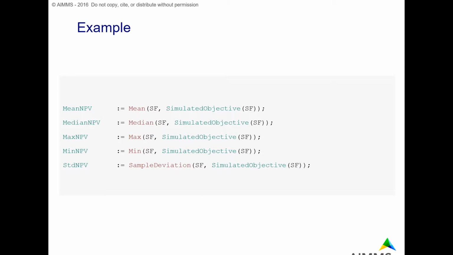So here is some example. On the left we see the values we're interested in, for example, mean value, median. On the right are the functions we call, and also the actual arguments we're using here. They all have the same arguments. We'll take the example of mean. The first one is the index we want to calculate the mean over, and the next one is the value we want to calculate the mean of, which is simulated objective for our sample results. So we calculate mean, median, max, min, and sample deviation.